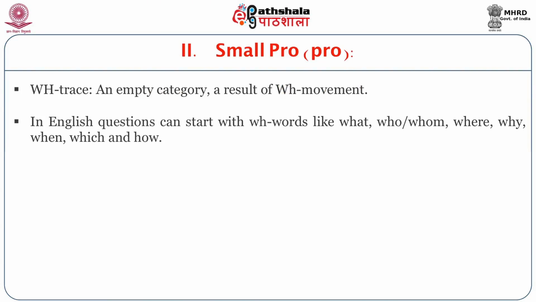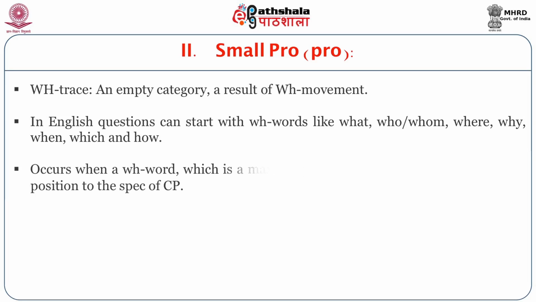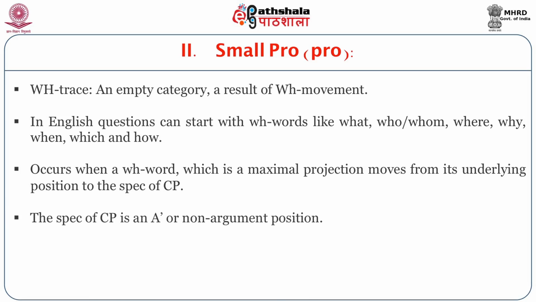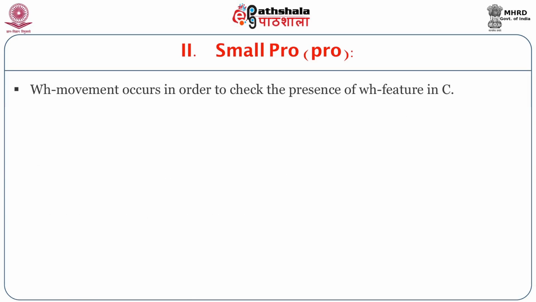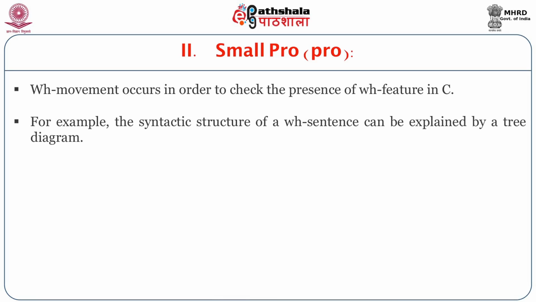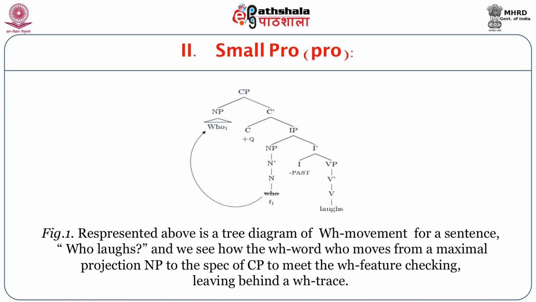In English, questions can start with WH words like what, who, whom, where, why, when, which and how. It occurs when a WH word, which is a maximal projection, moves from its underlying position to the spec of CP. The spec of CP is an A-bar or non-argument position. WH movement occurs in order to check the presence of WH features in C. For example, the syntactic structure of a WH sentence can be explained by a tree diagram. You can see in this diagram the representation of WH movement for the sentence "who laughs."